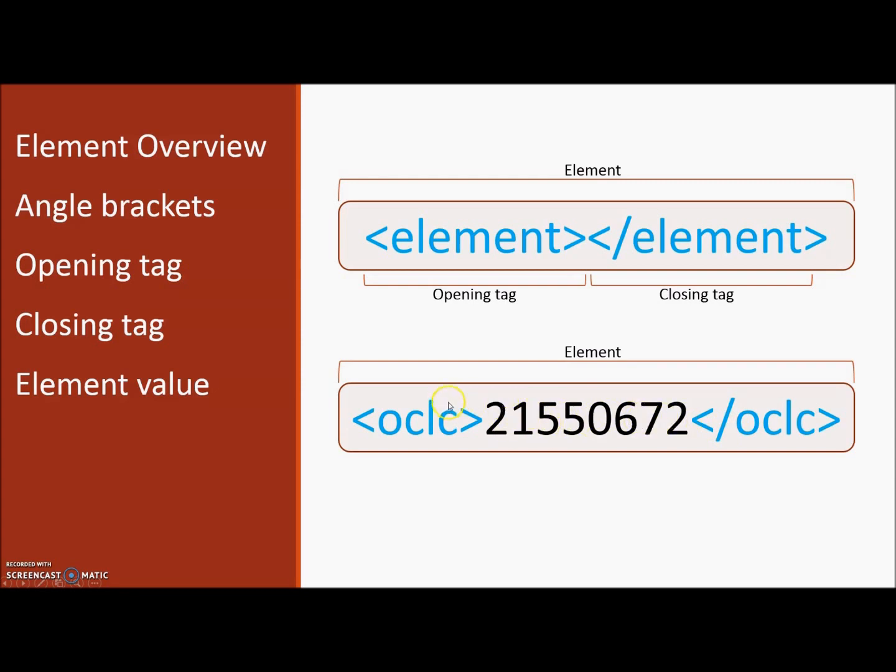So the element describes what is in this value right here. In this case, this is an OCLC number. We would not know what kind of number this was if this element tag didn't tell us what it is. It could say phone number, or it could say a price, or any type of number, or anything for that matter, but we wouldn't know what this value is unless the tag actually says that.